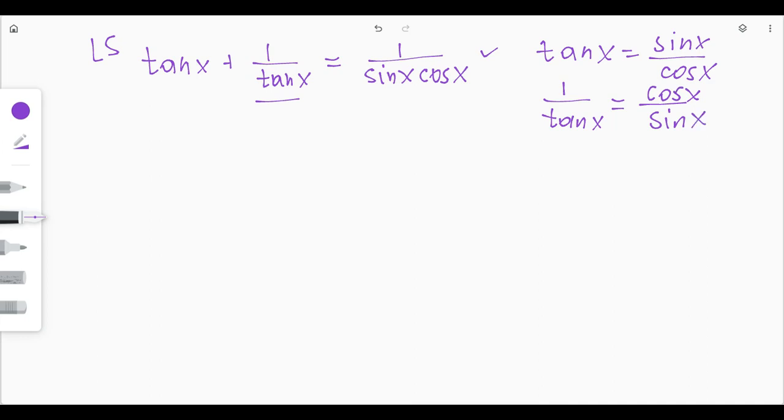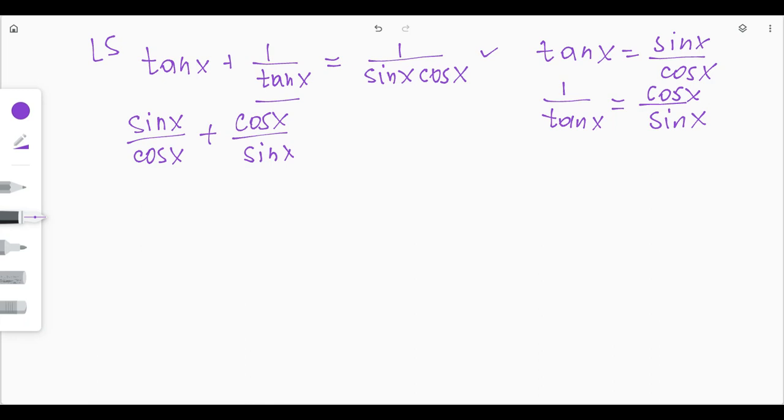So I'm going to replace the two expressions on the left with the two new expressions on the right. So tangent becomes sine x over cosine x, and 1 over tangent is cosine x over sine x.